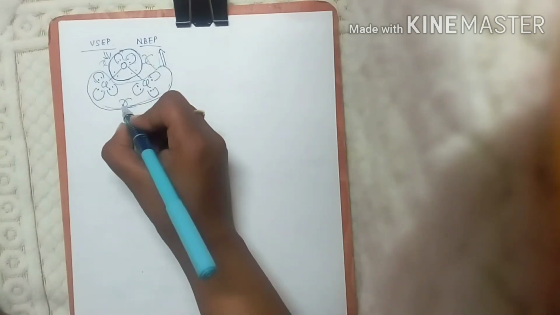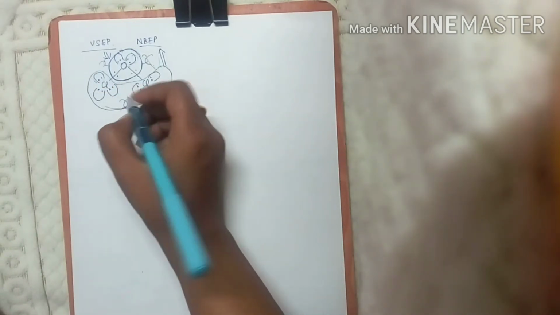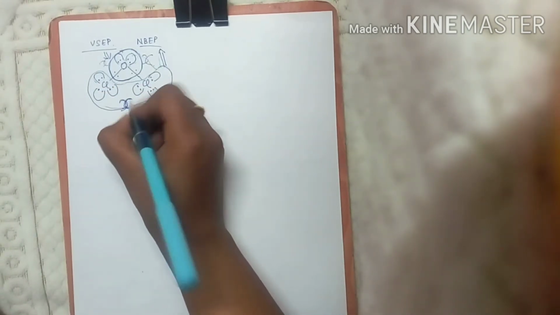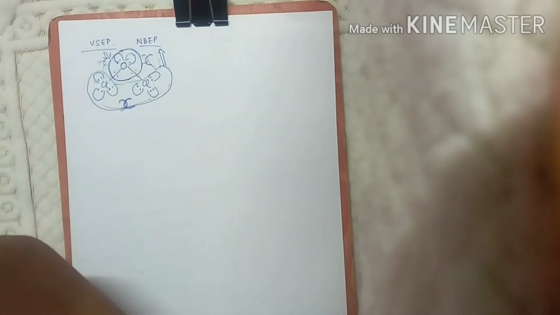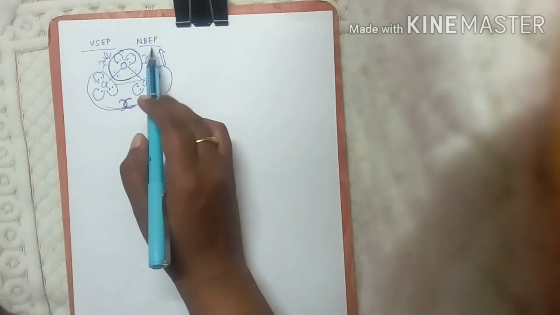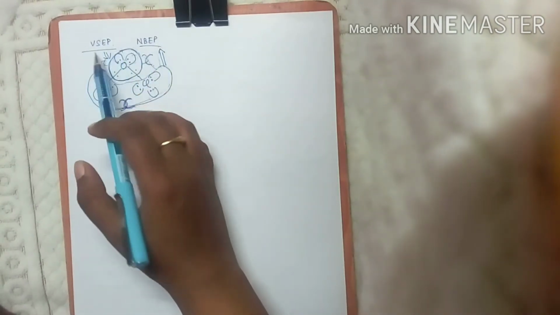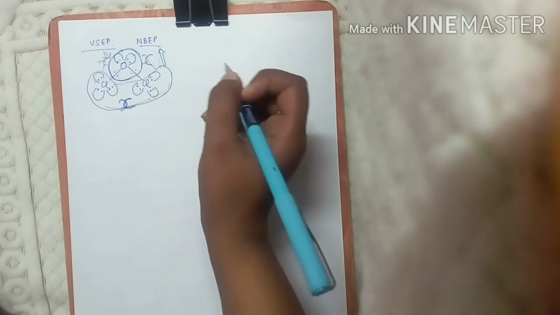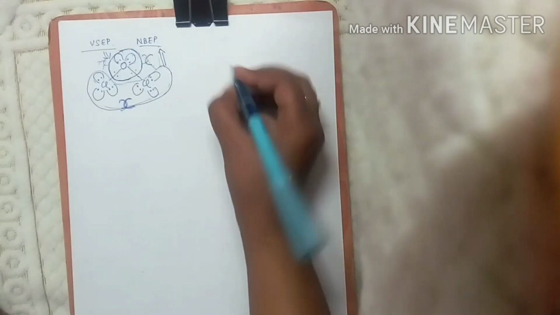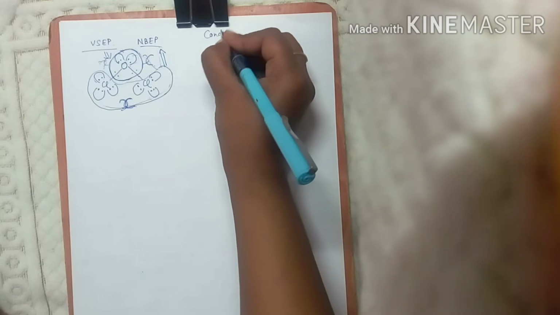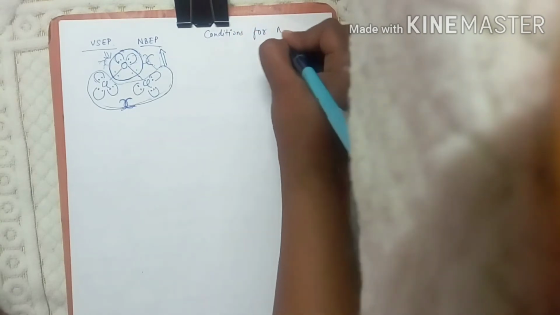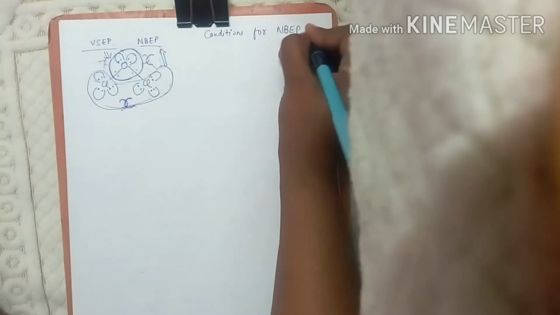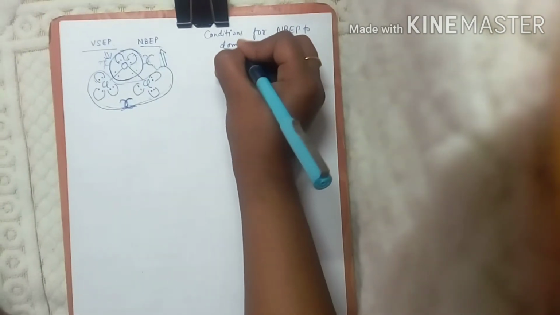So sometimes these non-bonding electron pair repulsions dominate and sometimes these valence shell electron pair repulsions dominate. So now we have to find out when the non-bonding electron pair repulsion dominates and when the VSEPR dominates. So now we have to discuss the conditions for non-bonding electron pair repulsion to dominate.